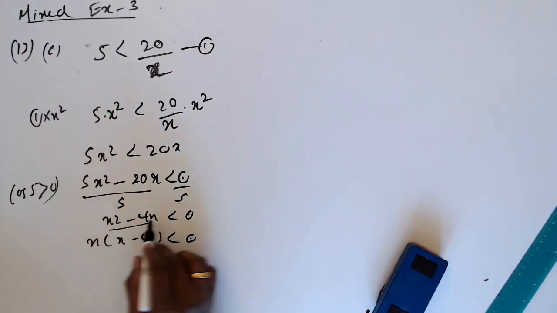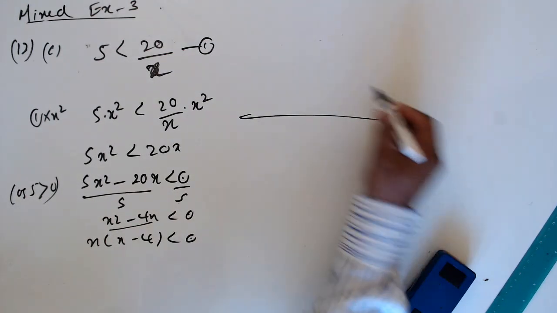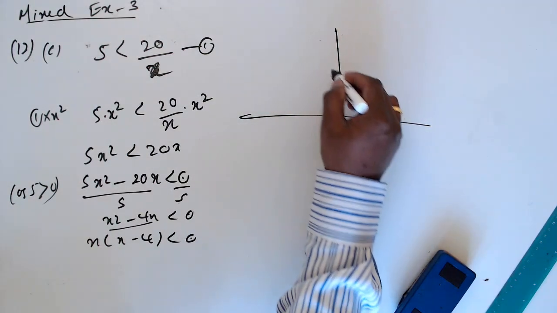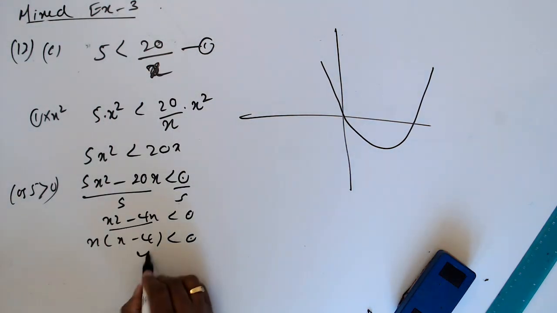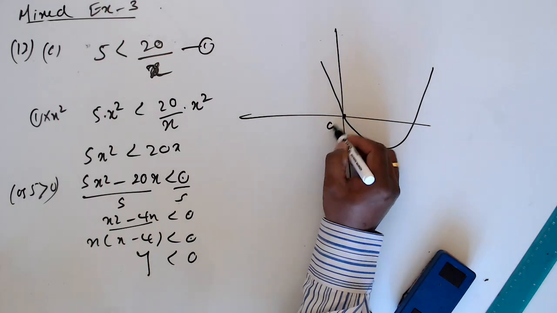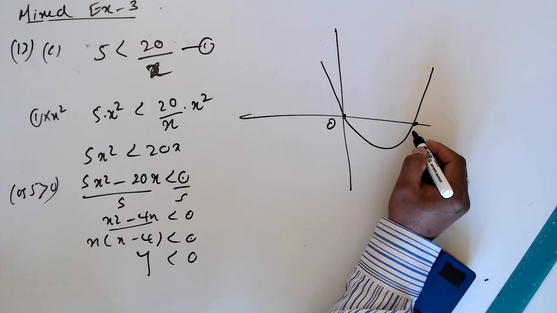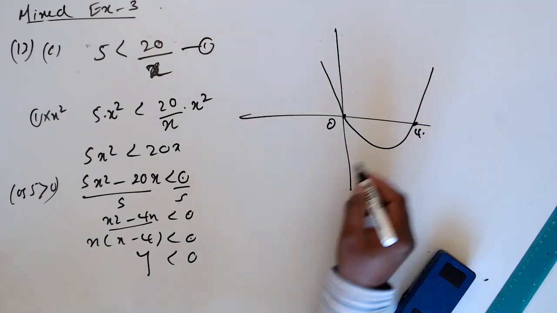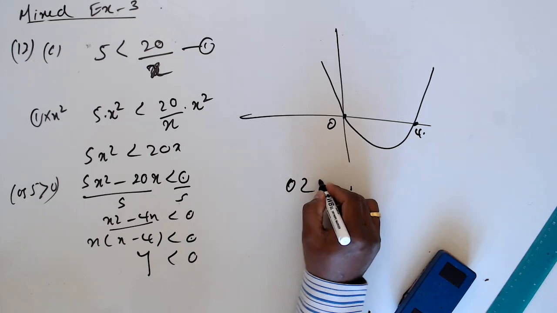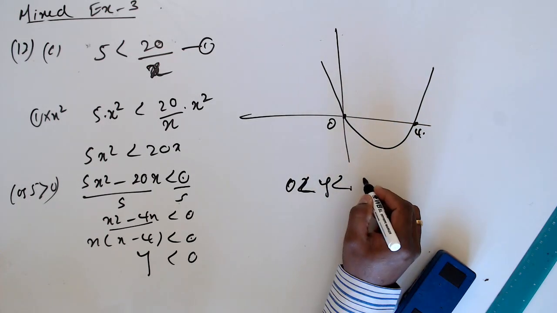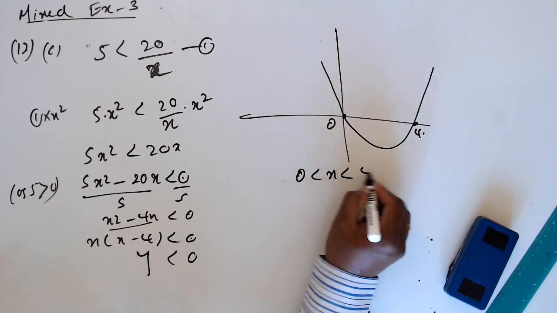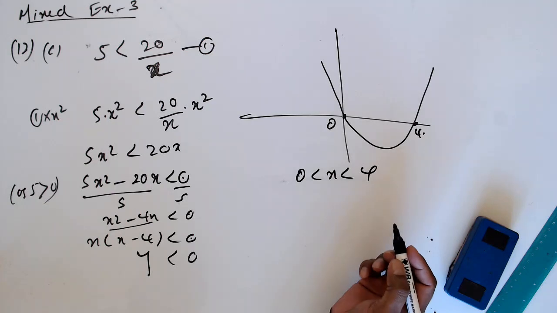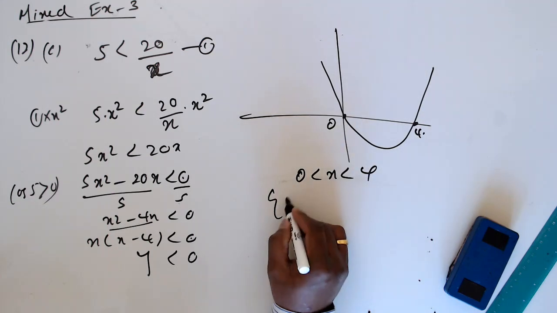So for this quadratic equation, what are the roots? This is y less than 0. Which area is y less than 0? This is the area between 0 and 4. So 0 greater than x greater than 4.